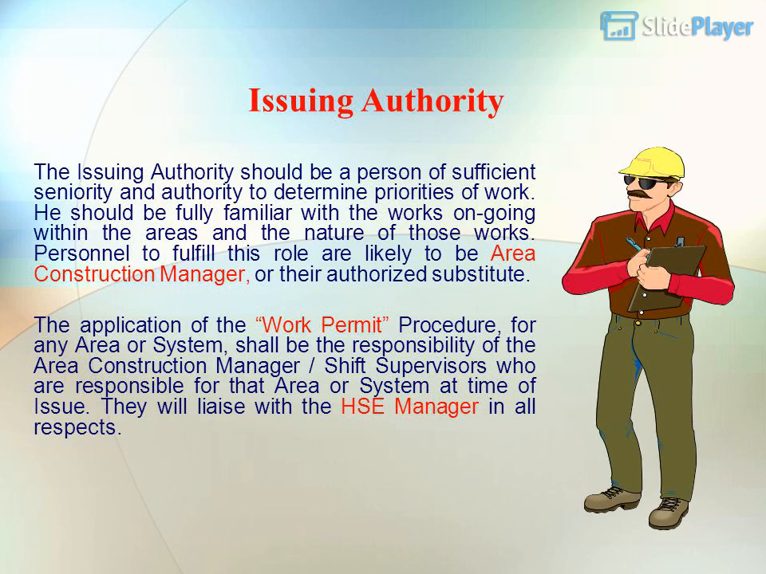Issuing Authority. The issuing authority should be a person of sufficient seniority and authority to determine priorities of work. He should be fully familiar with the works ongoing within the areas and the nature of those works. Personnel to fulfill this role are likely to be the Area Construction Manager, or their authorized substitute.